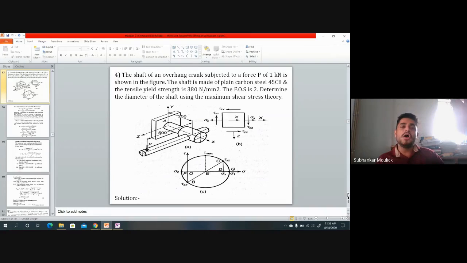The shaft of an overhang crank. This is your crank. This entire figure is nothing but your crank. This is your shaft. Fine. And this is one shaft. This is another shaft. Overall, they are calling this entire body as a crank. The shaft of an overhang crank subjected to a force P of 1 kilonewton. This is your force P. And the value of force P is 1 kilonewton. Is shown in the figure. This is your diagram.